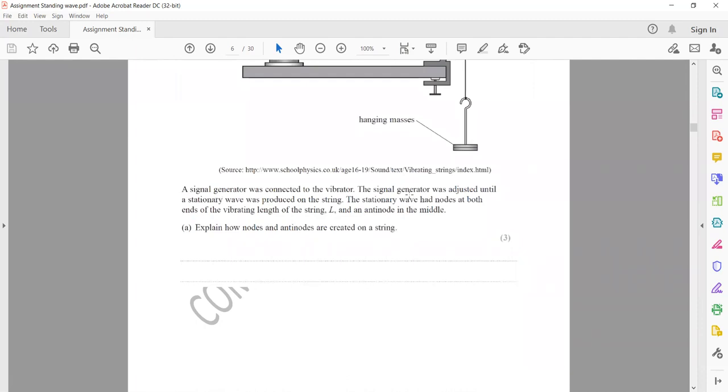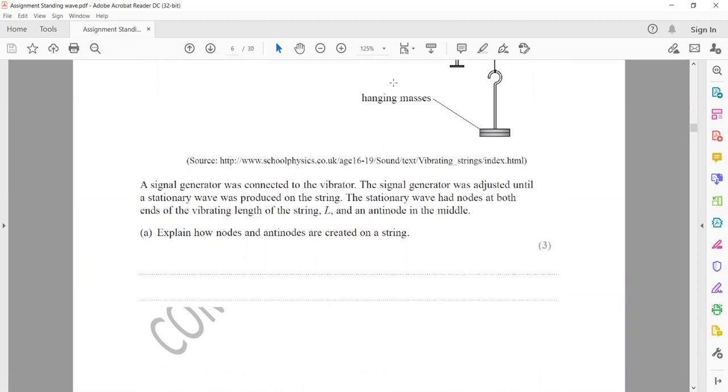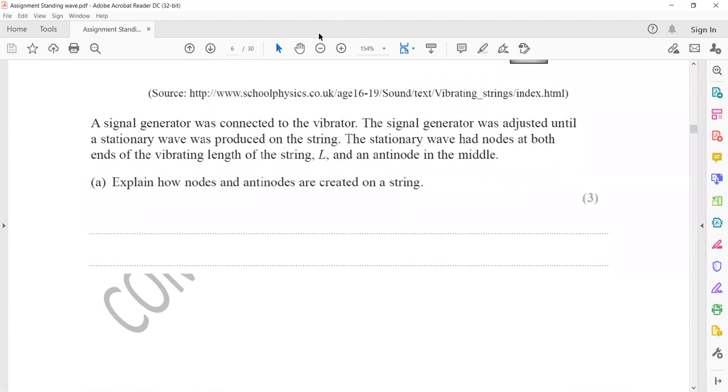A signal generator was connected to the vibrator. The signal generator was adjusted until the standing wave was produced. The standing wave had nodes at both ends. The length of the string is L and there is an antinode in the middle. Explain how nodes and antinodes are created. So basically, you have to explain the idea of formation of node and antinode, or explain the idea of interference.